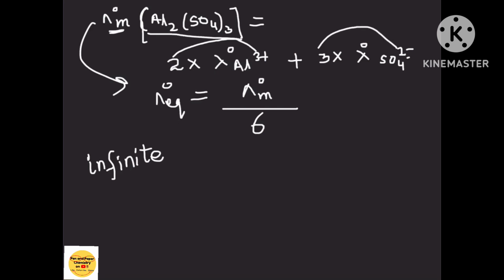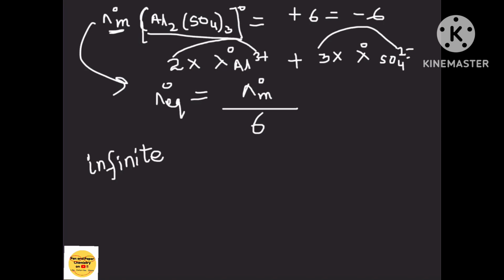It's a neutral molecule. The total positive will be equal to the total negative in numerical value, right? So 6 positive and 6 negative. That is what makes it a neutral molecule. So we've got over here molar conductivity divided by 6.